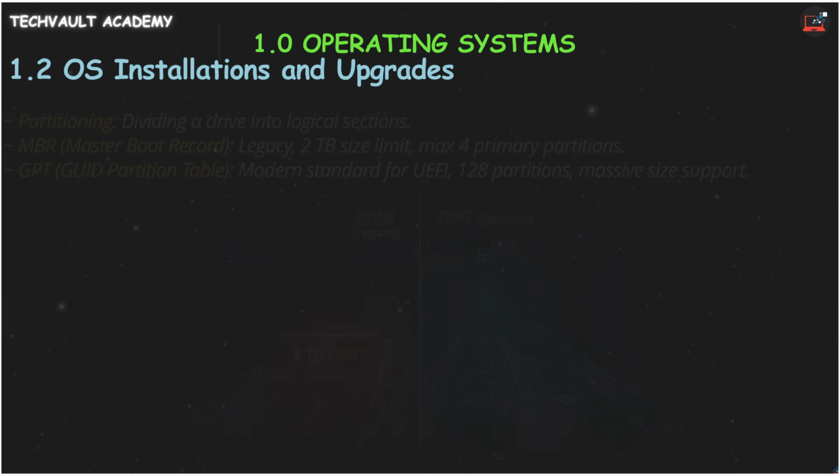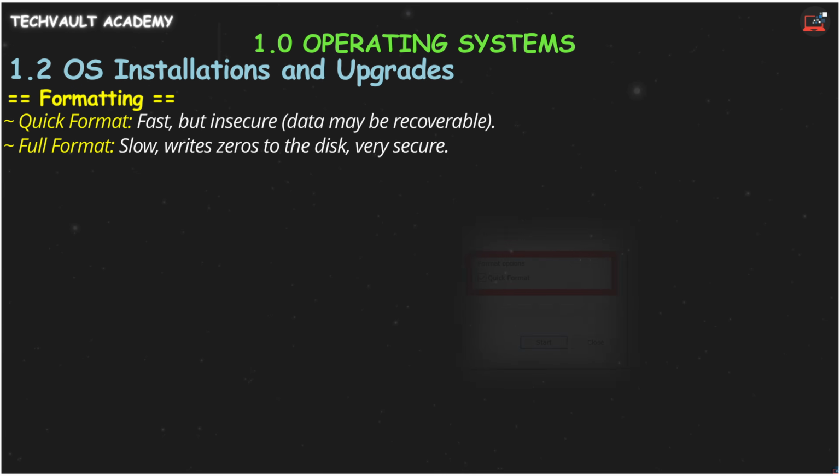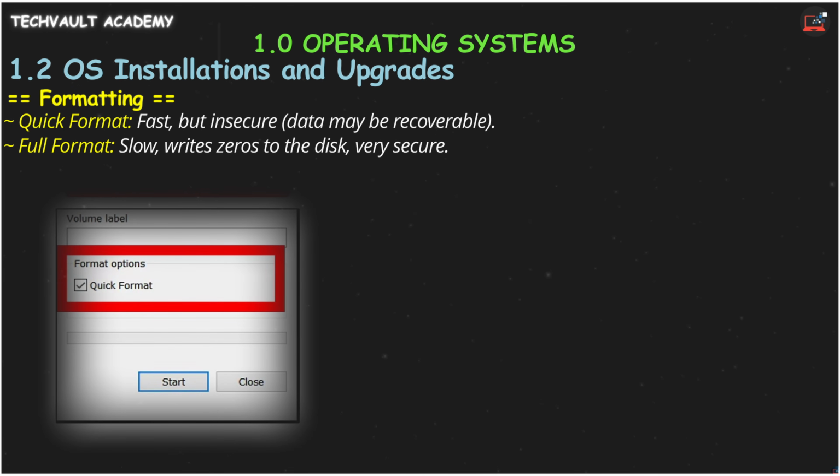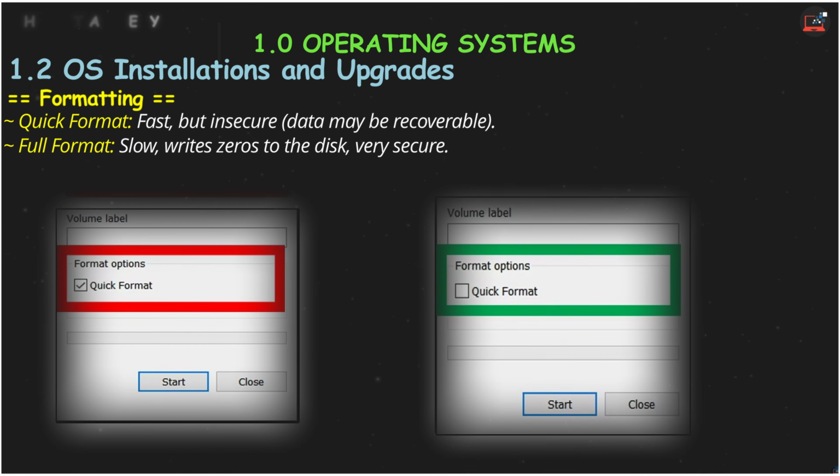After partitioning, the drive is formatted. A quick format is fast, but doesn't securely erase data. A full format is much slower because it writes zeros across the entire disk, making it far more secure.